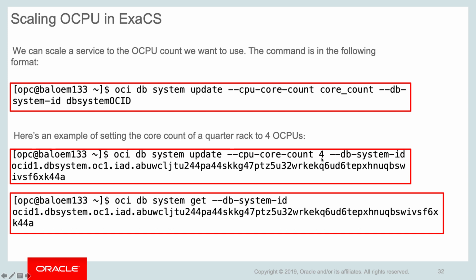This activity will be carried out immediately, and you will be able to query again. If you use the system get call, it will tell you the effective value of the CPU core count in the ExaCS environment.